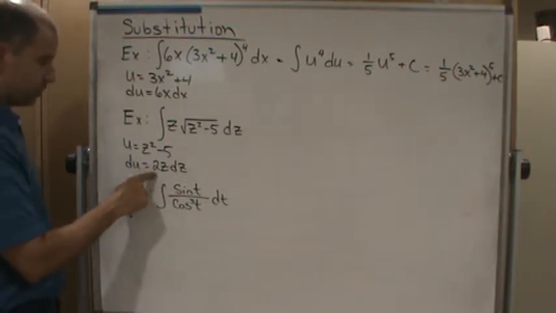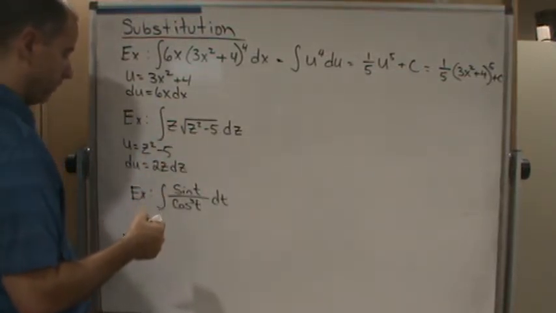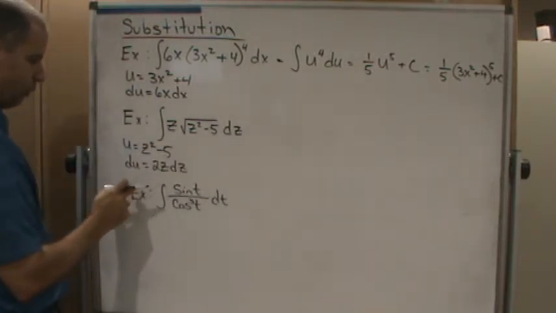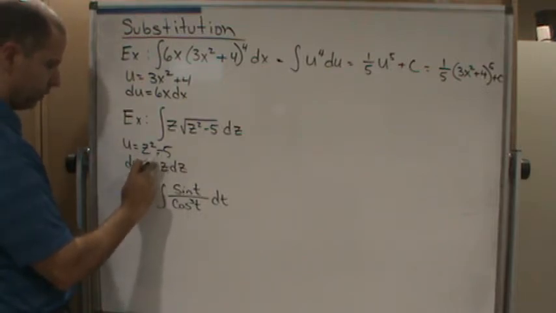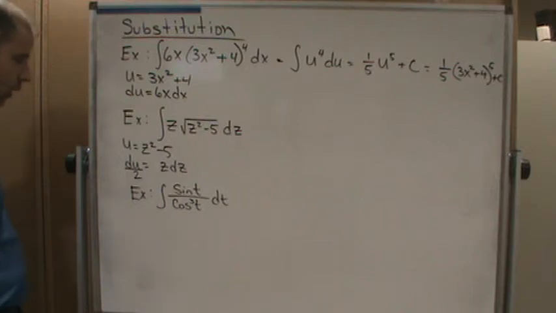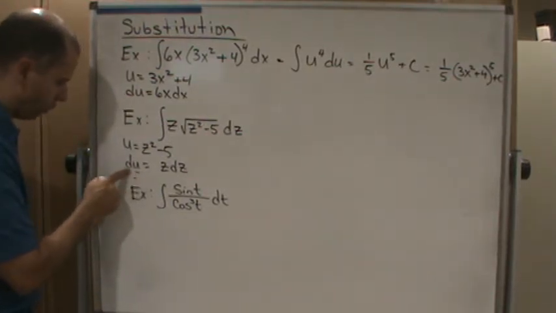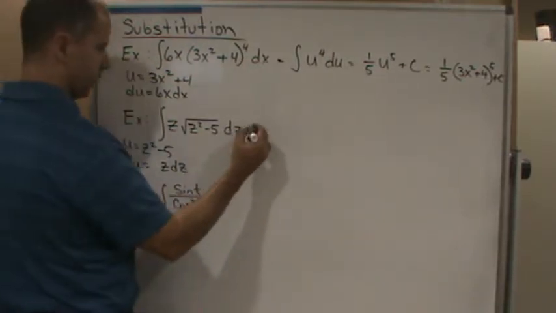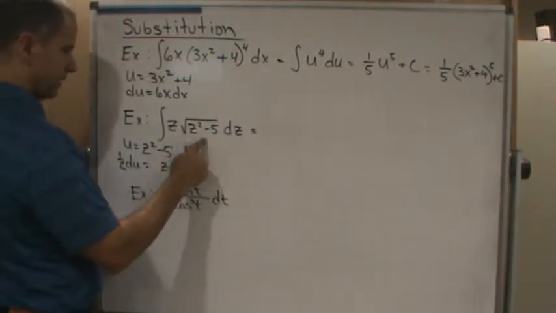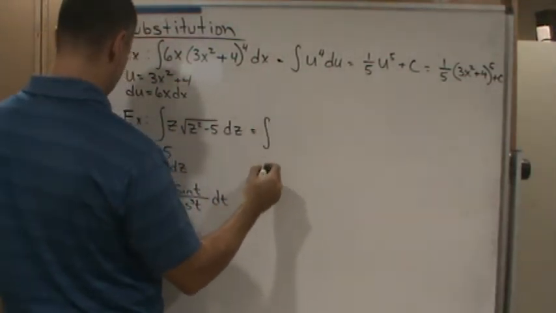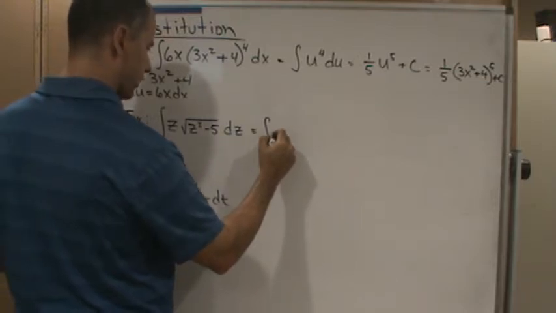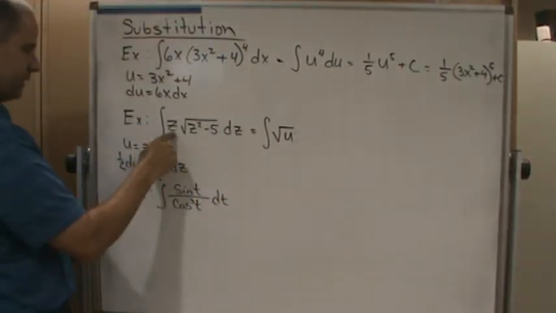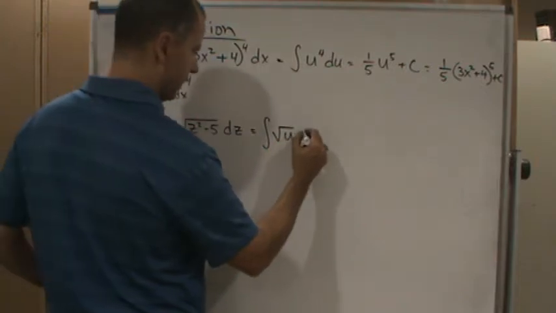Now, I've got this 2 here and I don't have a 2 anywhere. Well, I've got to substitute in for z dz. What can I do? I can just divide both sides by 2 and I get du divided by 2, or I can just say 1/2 du. So now this is going to be my substitution. So now what happens? I'm going to get the integral of the square root of u, and then instead of z dz, I'm going to have 1/2 du.